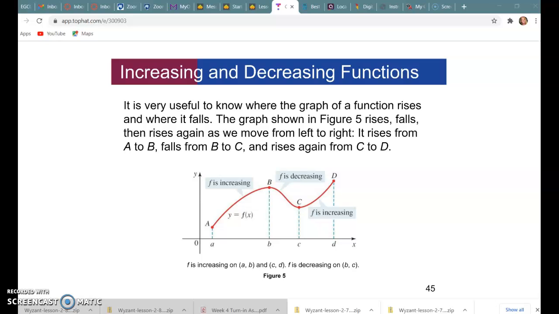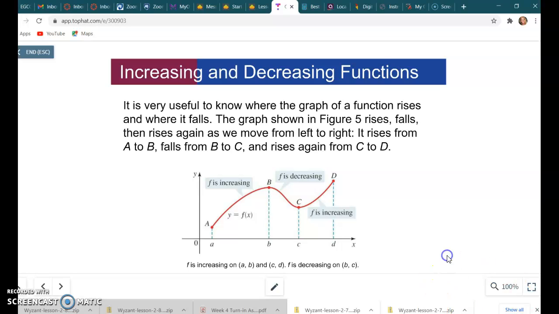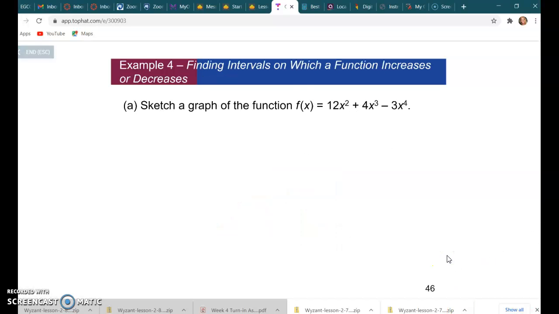And then, of course, it turns back around. And as you move left to right on the graph, it's increasing from point C to D, but that's in the interval from an x coordinate of little c to an x coordinate of little d. So to find these increasing and decreasing intervals, we've got to find our bumps and valleys first.